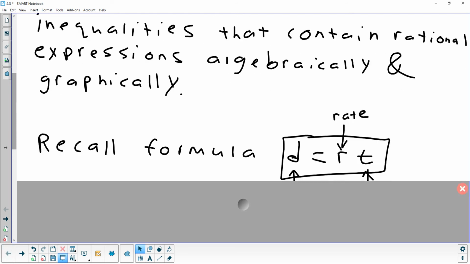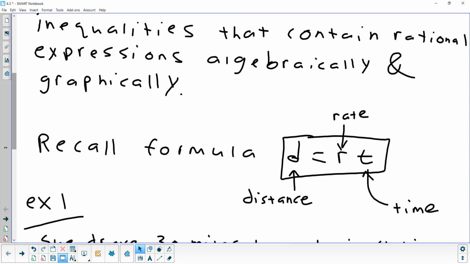So we're going to start off with a word problem, but the word problem is going to use a formula that you may or may not remember about distance, rate, and time. So this is the distance equals rate times time formula. We're going to use that to jump into example 1.